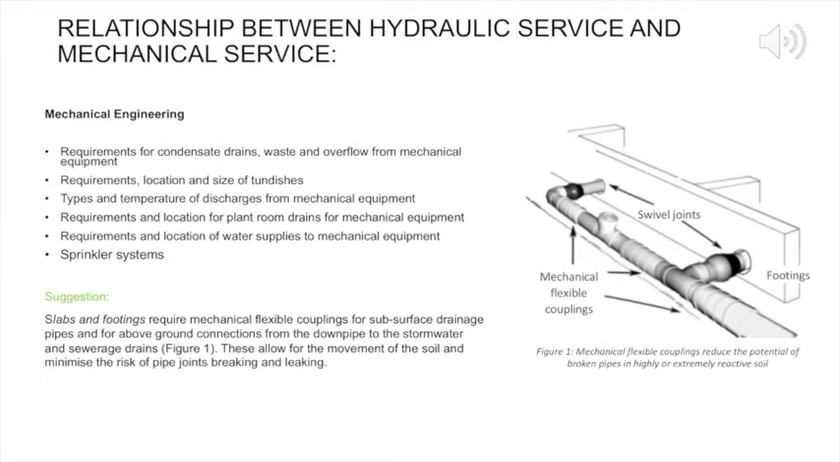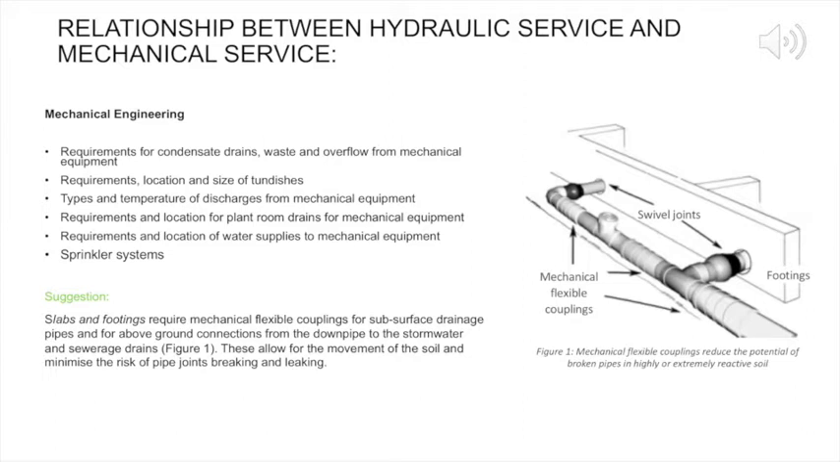And the relationship between hydraulic service and mechanical service includes requirements for condensate drains, waste, and overflow from mechanical equipment, requirements, location, and size of tundishes, types and temperature of discharge from mechanical equipment, requirements and location for plant room drains for mechanical equipment, requirements and location of water supplies to mechanical equipment, and lastly, sprinkler systems.